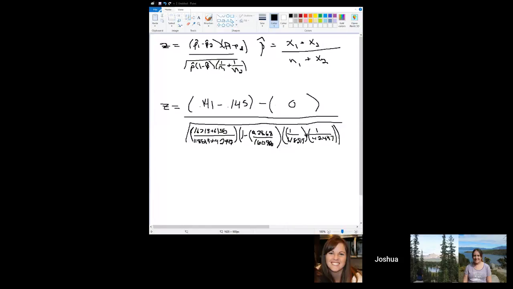So 0.022. Yep. That is the p-value. What is the decision for this test? Reject the null hypothesis. Because 0.022 is going to be less than 0.05. So that's why we reject the null hypothesis.